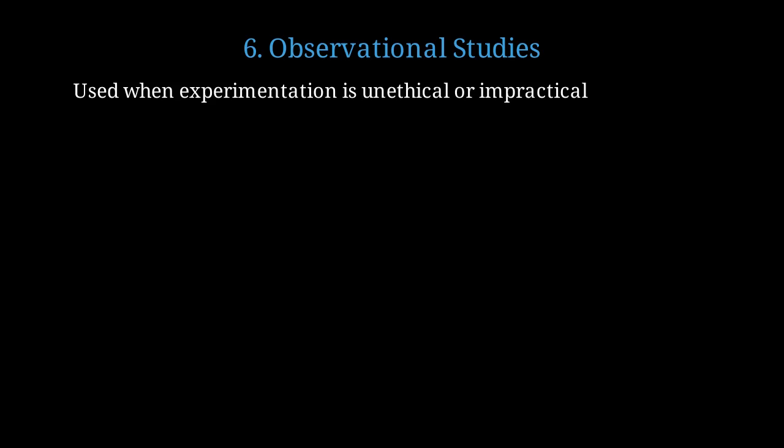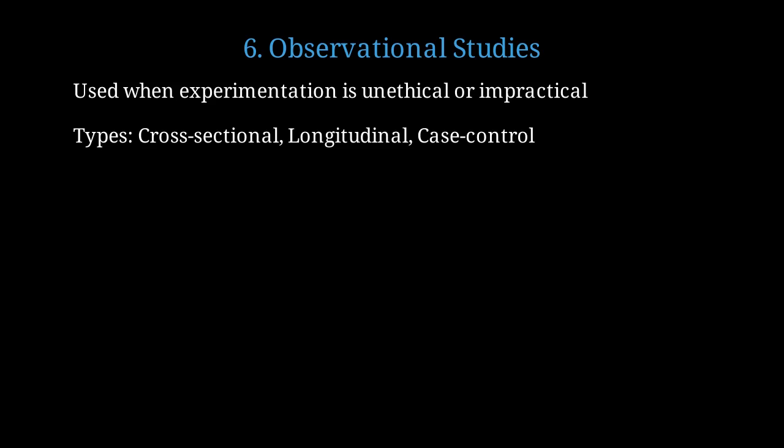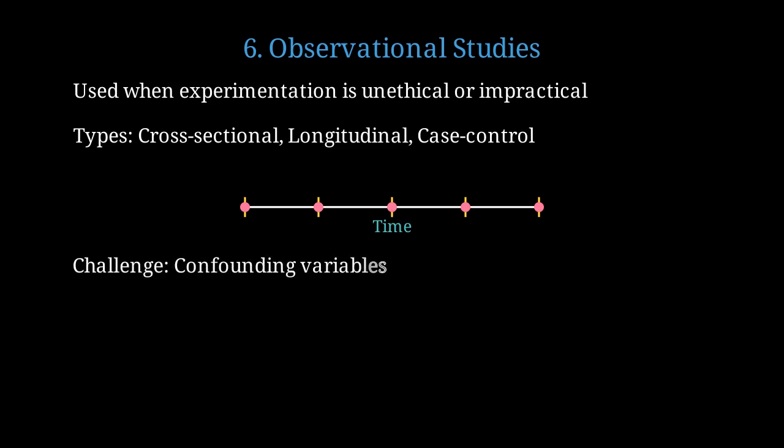Observational studies are used when experimentation would be unethical or impractical. Main types include cross-sectional snapshots, longitudinal tracking over time, and case control comparisons. Longitudinal studies follow participants over time, measuring outcomes at multiple points. The main challenge is confounding variables that might explain observed associations.